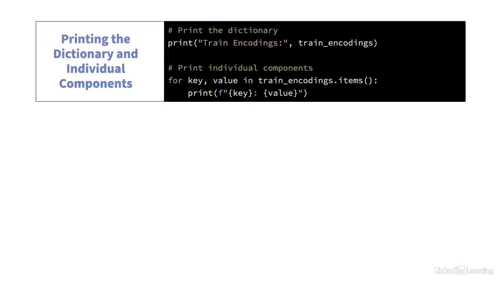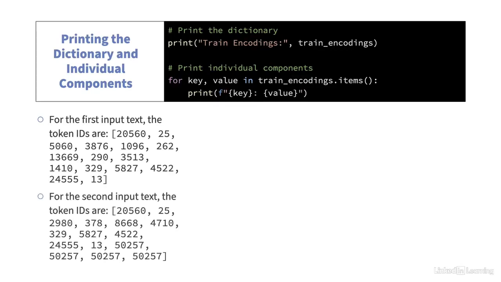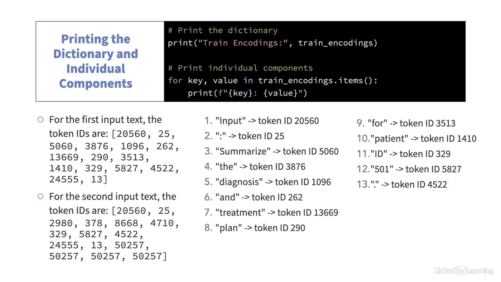Let's take this opportunity to dive a bit deeper. When the input text is tokenized, it is broken down into individual tokens, where each token corresponds to a word or subword in the text. The tokenizer then assigns a numerical token ID to each token. For example, the summarized token ID here is 5060.